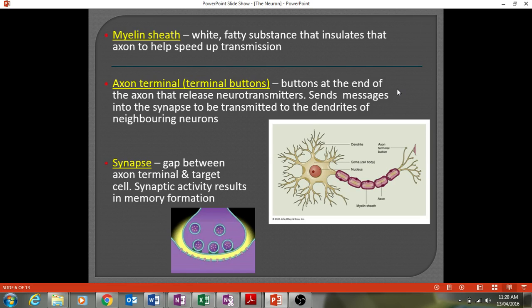The axon terminal is obviously the end of the axon, and that's where all the neurotransmitters are stored and released from when the electrical impulse gets there. Those neurotransmitters are released into the synapse, and the synapse is that gap between the axon terminal, so this yellow part here, and either the next neuron or the target cell that it's communicating with.